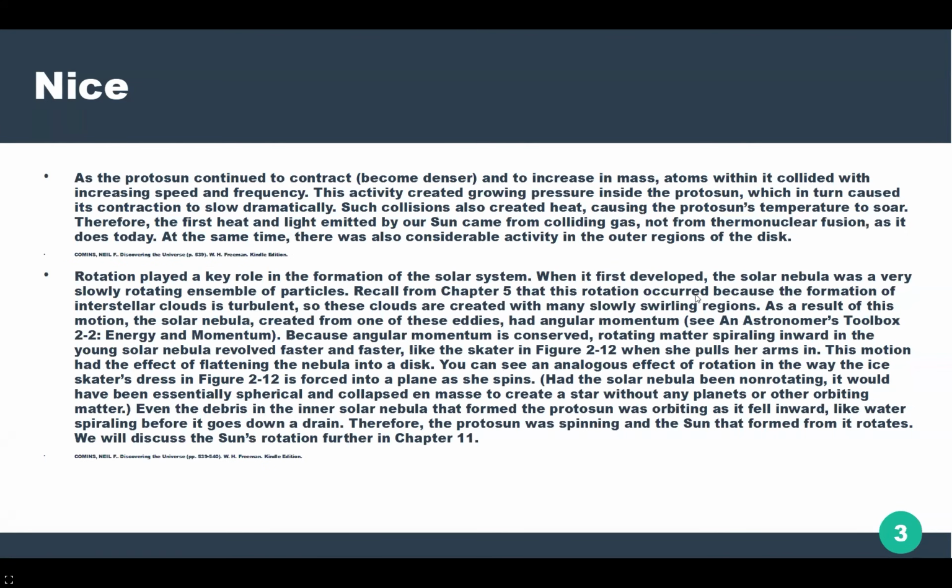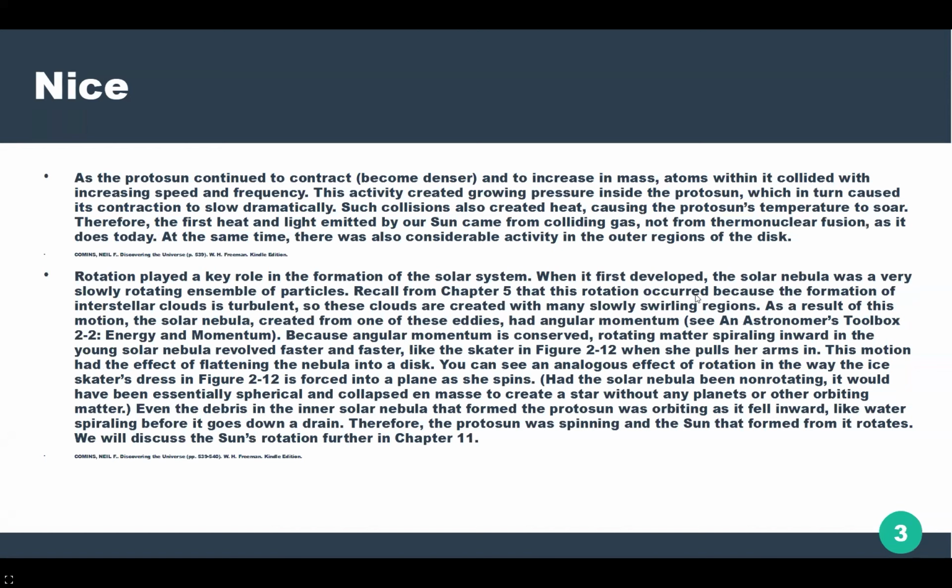As the protosun continued to contract, become denser, and increase in mass, atoms within it collided with increasing speed and frequency. This activity created growing pressure inside the protosun, which in turn caused its contraction to slow dramatically. Such collisions also created heat, causing the protosun's temperature to soar. Therefore, the first heat and light emitted by our sun came from colliding gas, not from thermonuclear fusion as it does today. At the same time, there was also considerable activity in the outer regions of the disk.